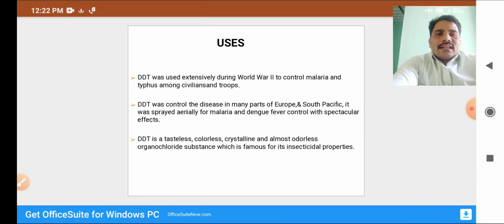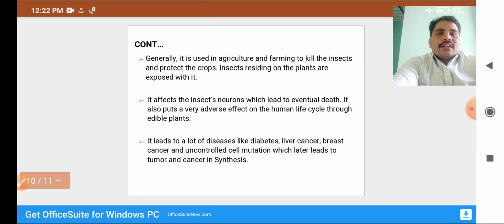DDT is a tasteless, colorless, crystalline, and almost odorless solid. It is an organochloride substance, which is famous for its insecticidal properties. Chlorine acts as a disinfectant. Generally it is used in agriculture and farming to kill insects and protect the crops. Insects residing on the plants are exposed to it. It affects the insect's neurons, which eventually leads to death.